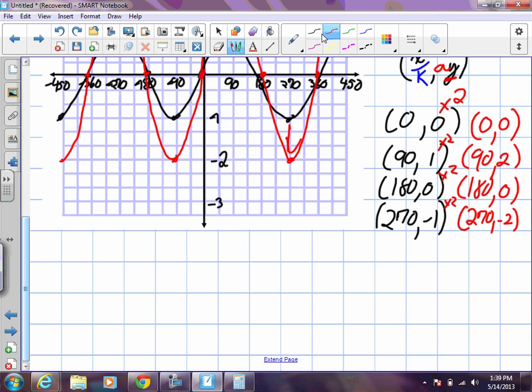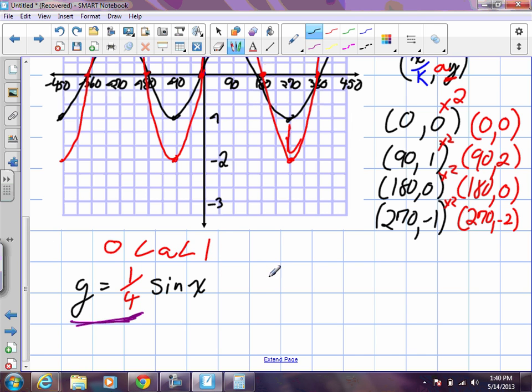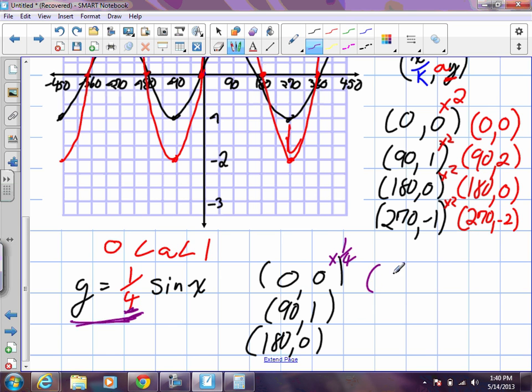We'll do another one. When a is between 1 and 0. So for instance, let's say we have y is equal to 1/4 sine x. Now you can write this as a decimal value if you like, and we're going to do this graph in purple. Our a value is 1/4. So same idea. We could take those major coordinates, our 0, 0, 90 and 1, 180 and 0, and we're going to multiply the y value by 1/4. So this coordinate stays the same at our zeros. 90 becomes 90 and 1/4, or 0.25. 180 and 0 is the same.